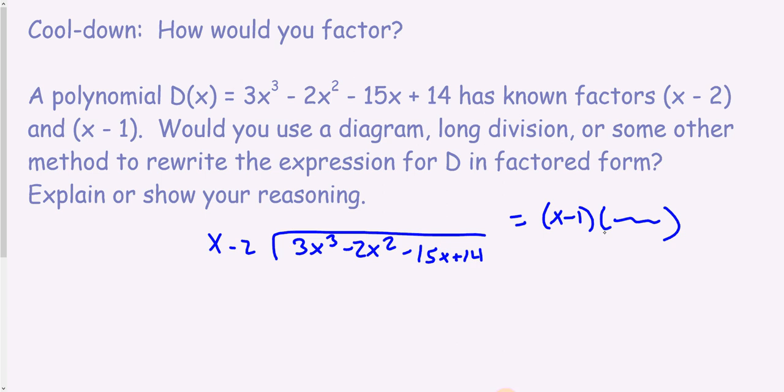Now, here's my question. How many factors are missing? It's degree 3. I've got two factors. Degree 3 would have 3 linear factors. So I know that I'm going to have just a single factor. I've got a single x thing missing, right?